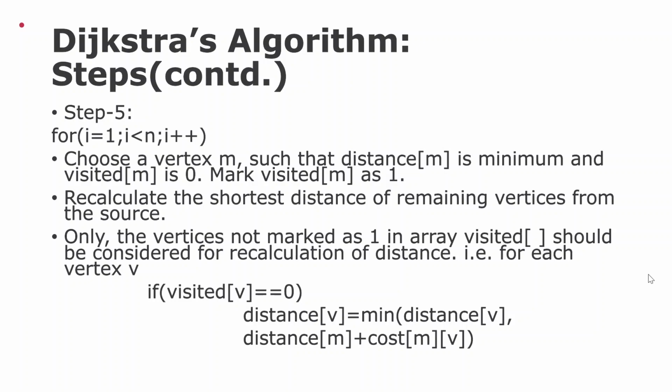Only the vertices that are not marked 1 in the array visited should be considered for recalculation of the distance, for which vertex v. So those nodes which are already relaxed are not going to participate in computing the least cost path. So this is the first check I have done: visited v should be 0. The first constraint that I have applied is visited v must be 0. And then distance v is equal to minimum of distance v, and distance m plus distance mv.